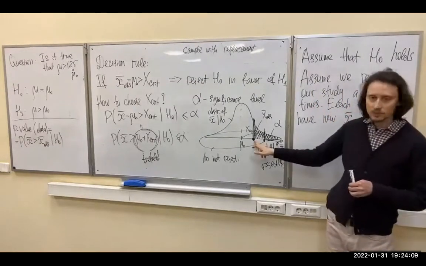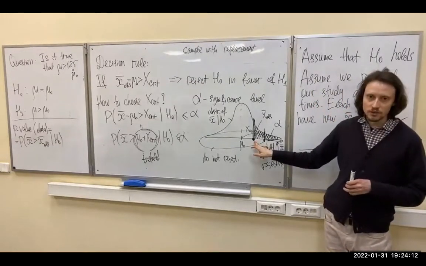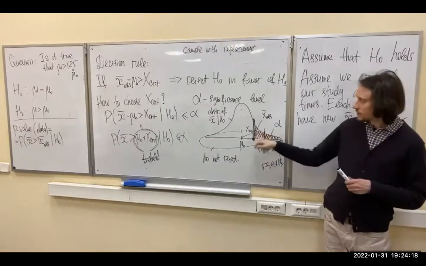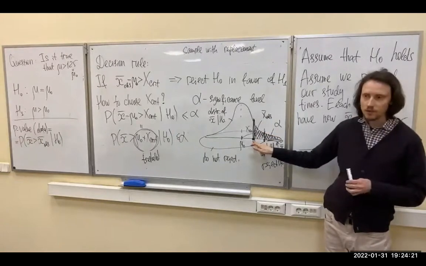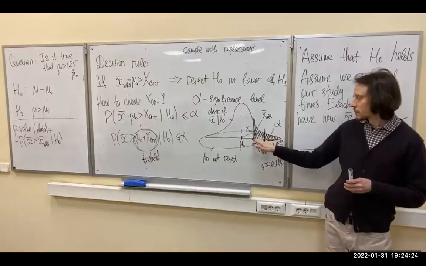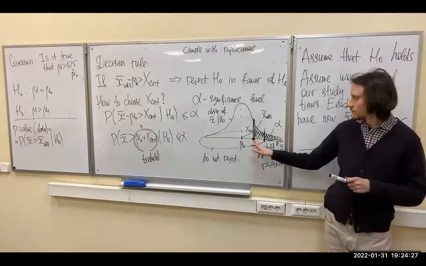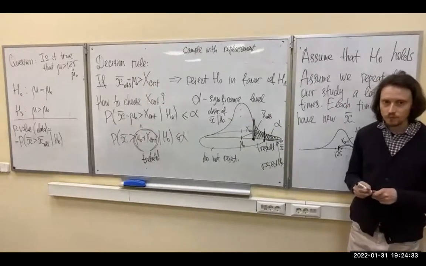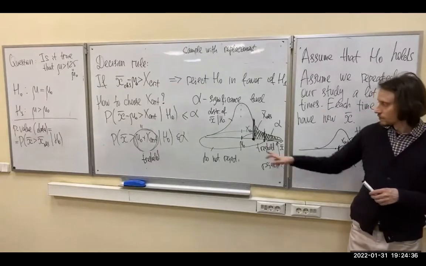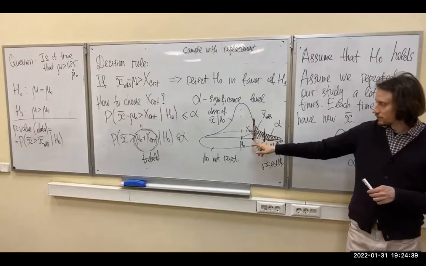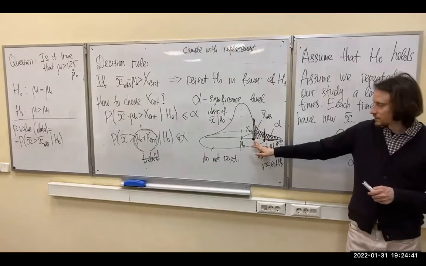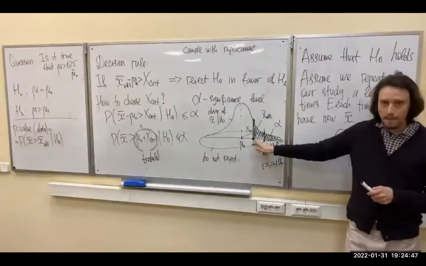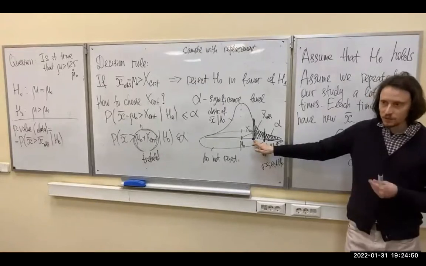And now how do we write our decision rule in terms of this p value? For example, assume that x bar observed is here. What can you say about the p value and alpha? Just like in the picture, the p value of x bar observed is larger than alpha. And this exactly corresponds to the fact that x bar observed is to the left of this threshold. And in this case, we do not reject the null hypothesis.